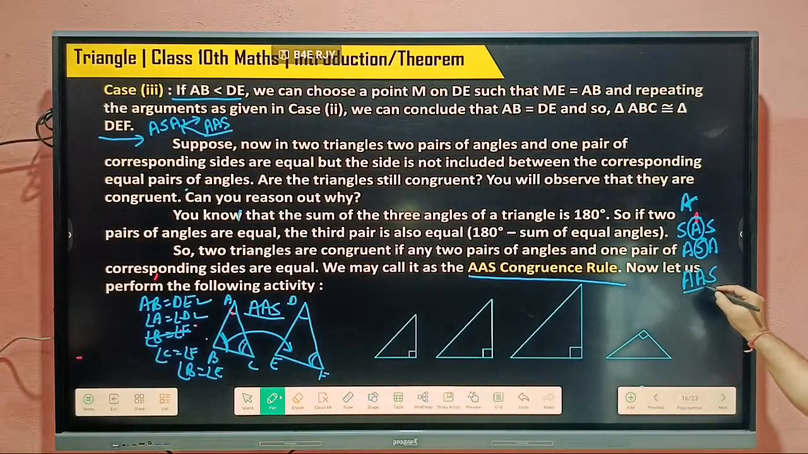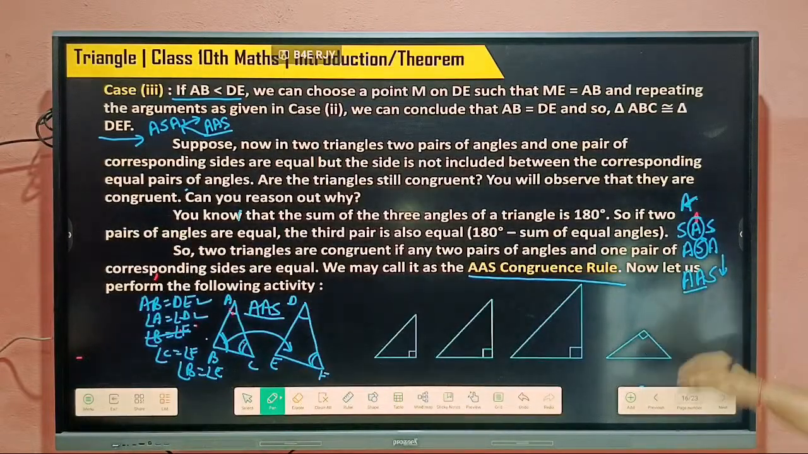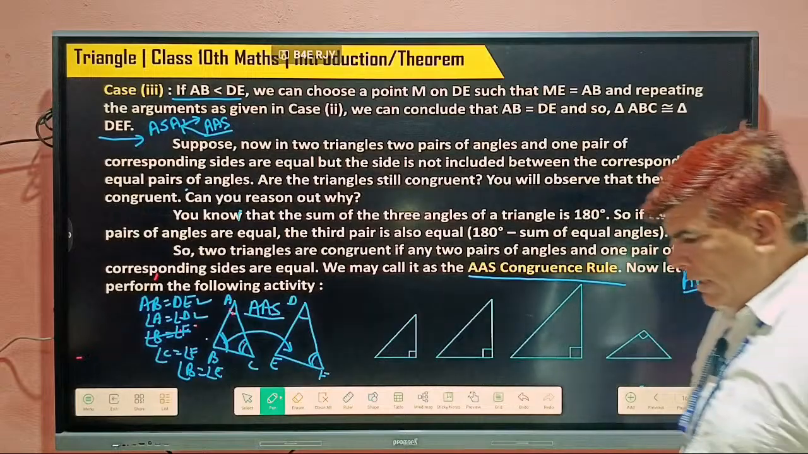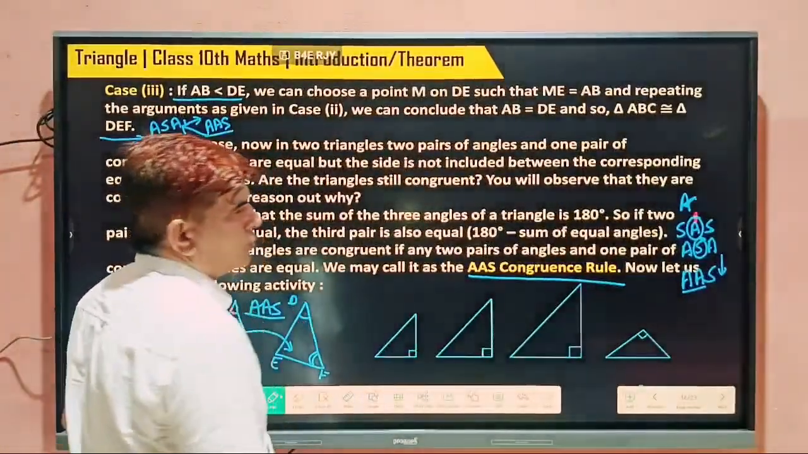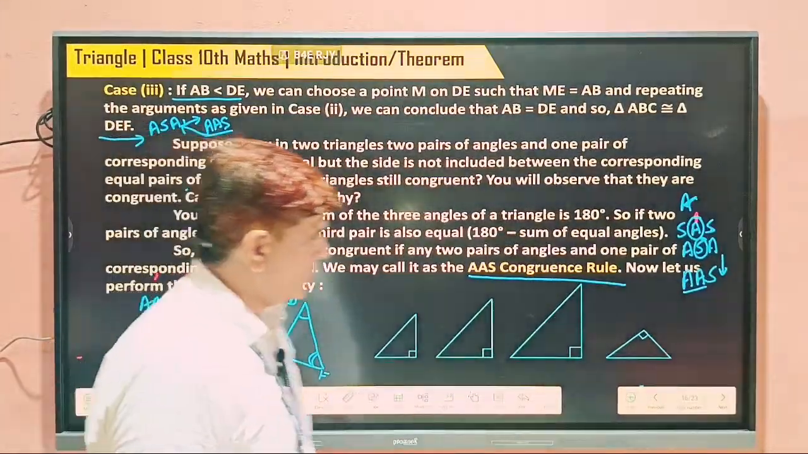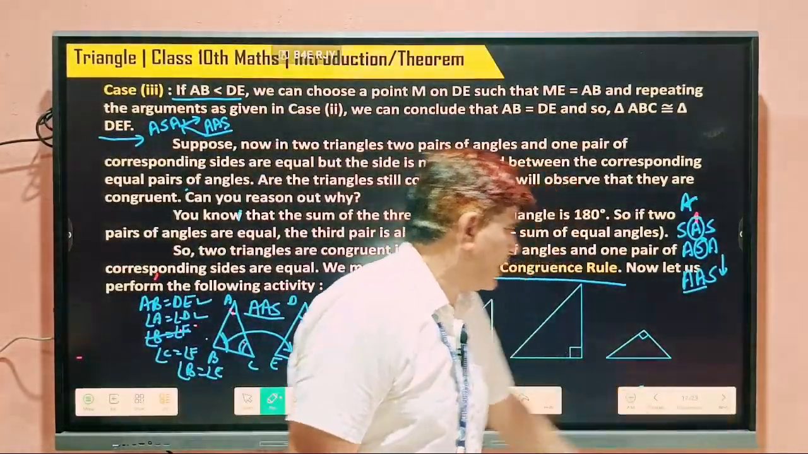Here, any two angles and one side of a triangle, if equal to any two angles and any one side of another triangle, then also the two triangles are congruent. So, understood this? Next, taking an example.